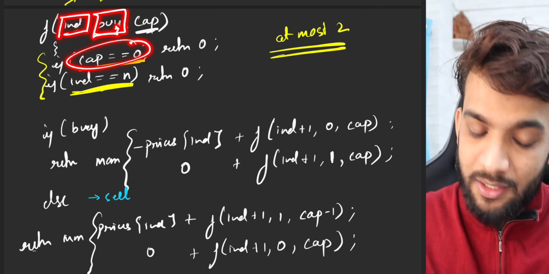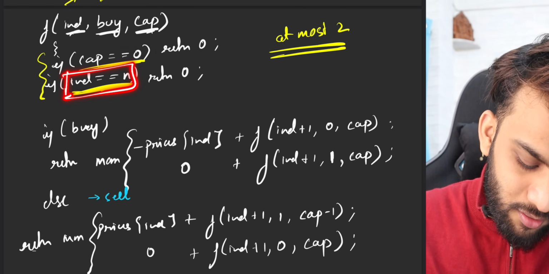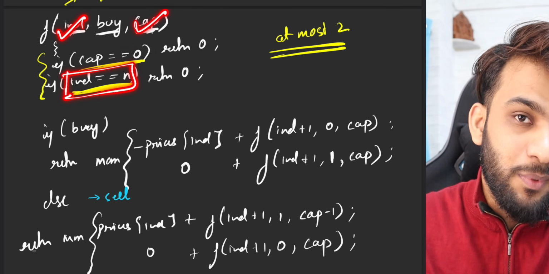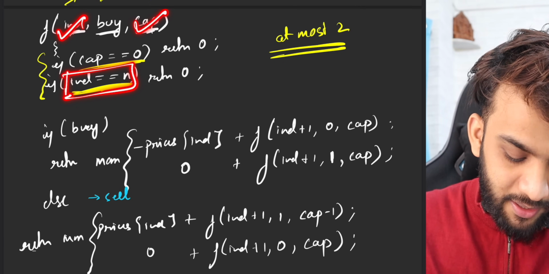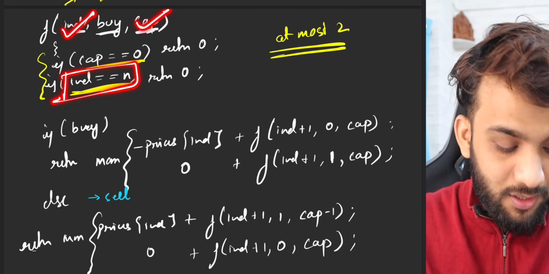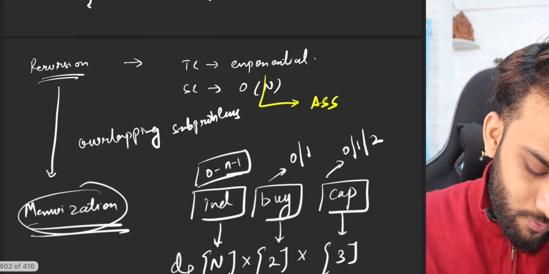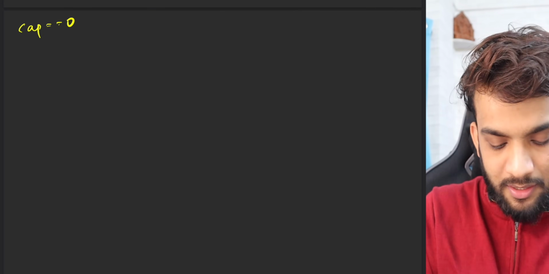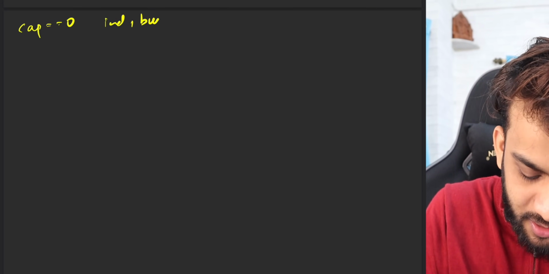Index and by can be anything. If index is n, index and cap can be anything. Please hear me out properly. So, let me write. It states if cap is 0, which means index and by can be anything.